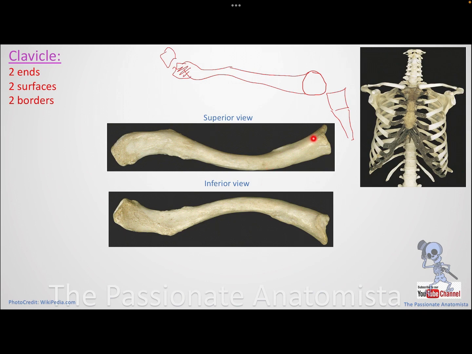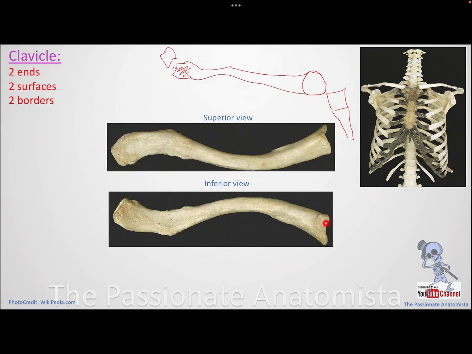Now we have superior and inferior surfaces. The superior surface is a smooth surface because we don't have attachments on the top, and the inferior surface is rough because we have attachments for ligaments and muscle. Now, what are the ligaments that are attached to the clavicle? We're going to talk about that as we proceed, but we have ligaments attached to the clavicle at the sternal end, and we also have ligaments attached at the acromial end.